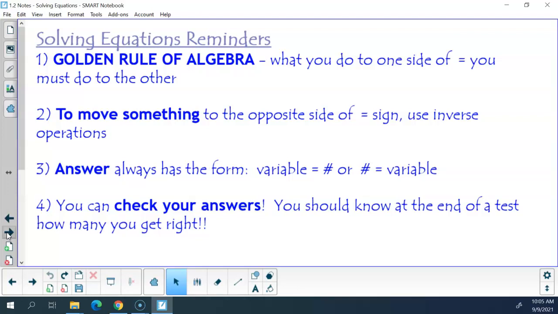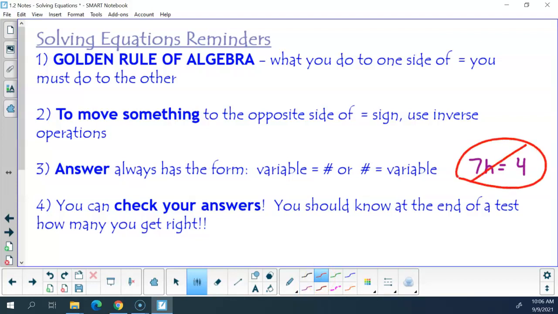Third, our answer always is in the form variable equals some number or number equals some variable. Okay? And this one, that is not solved. Okay? That is not solved. When you've got a variable all by itself, but it's still got a coefficient, then it's not all by itself. So we need to have just the variable. So we want h, just h.